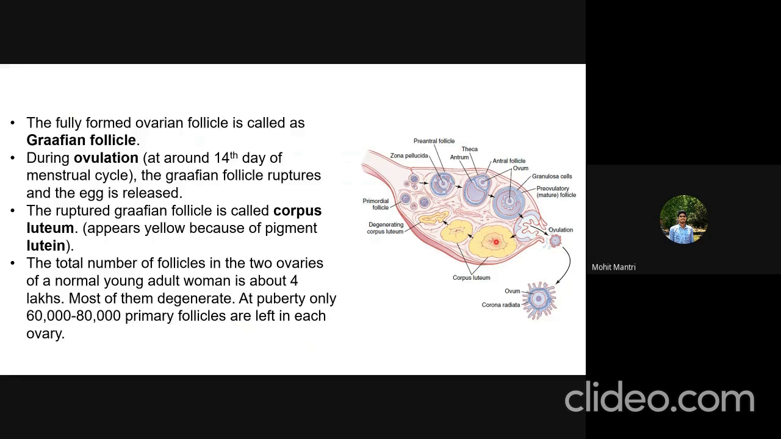So this corpus luteum later on secretes important hormones such as estrogen and progesterone, and the ovum is released into the fallopian tube during ovulation. So initially, around 4 lakh follicles were present inside the ovary, but most of them degenerate, and at puberty, only around 60,000 to 80,000 primary follicles are left in each ovary.